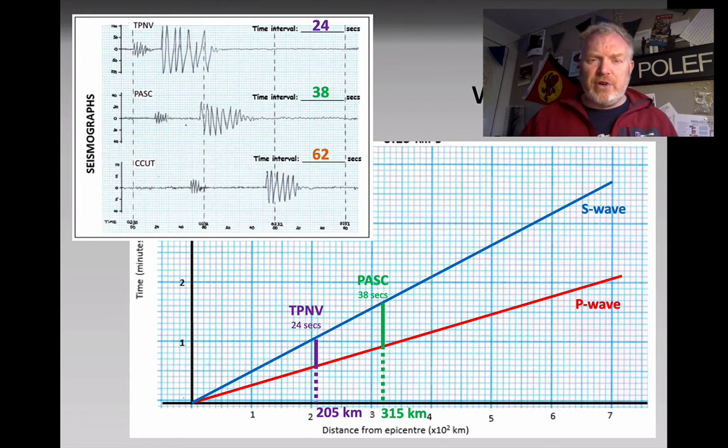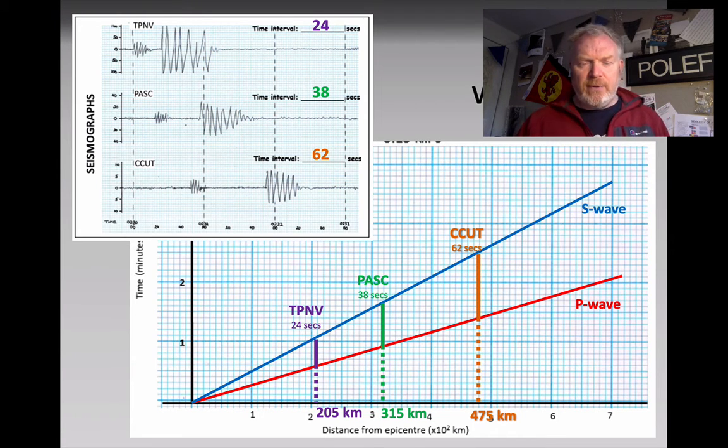We're a distance there about 315 kilometres. And finally at Cedar City, the furthest away, a gap of 62 seconds is out there, and that's about 475 kilometres. So we now know how far this earthquake epicentre was from each of these three stations.